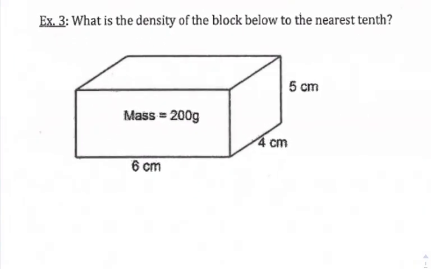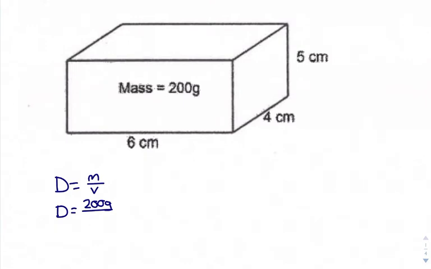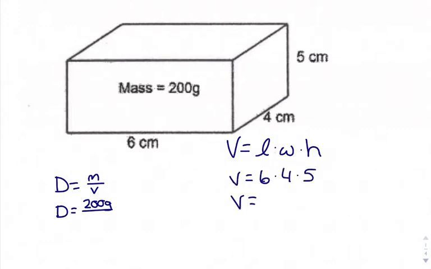What is the density of the block below to the nearest 10th? It gives me a mass of 200 grams. So I can start with my density equals mass over volume. And I get 200 grams over, and I don't know what the volume is because it doesn't say it. However, this is our 3D geometry unit, so I can find the volume of this object. This object is a rectangular prism, and how we find the volume is length times width times height. That's a formula you need to memorize. So 6 times 4 times 5 gives me a volume of 120.